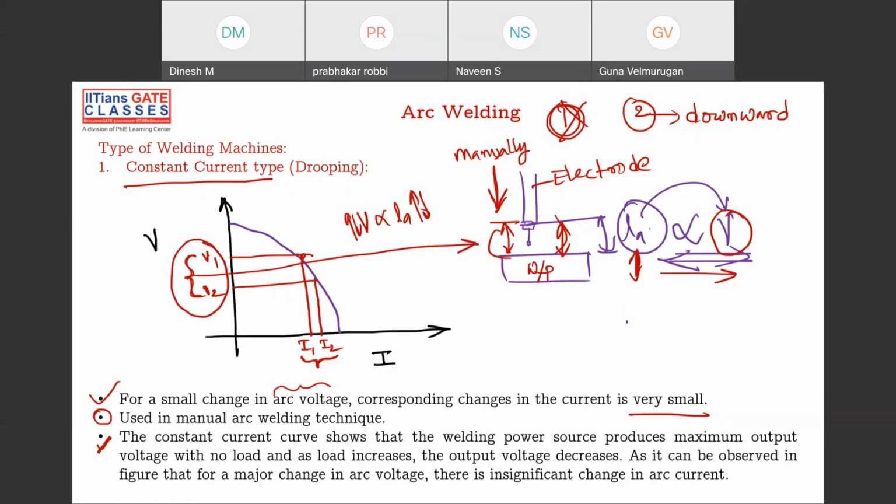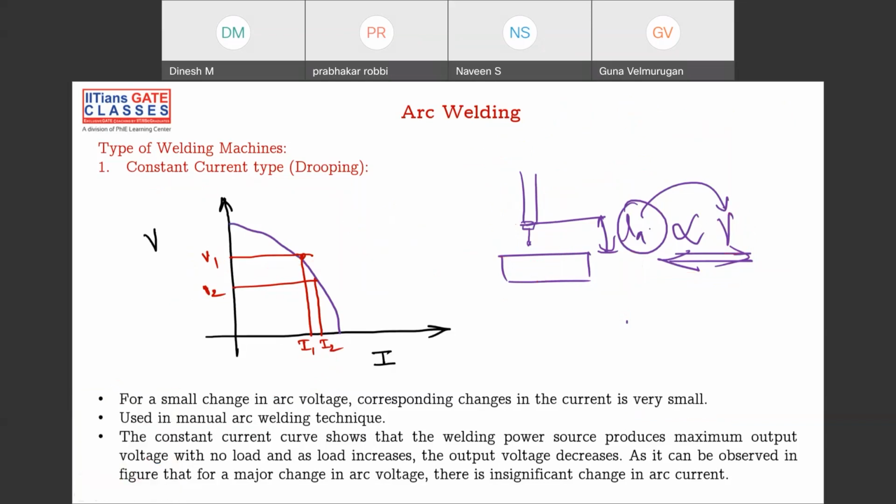Is it clear, guys, why we are using the constant current type for manual welding? Yes or no, guys? If you're not understanding, let me know, I'll repeat it again.